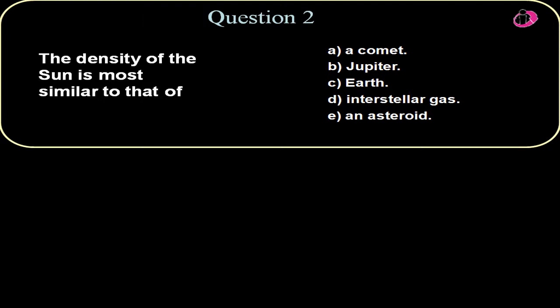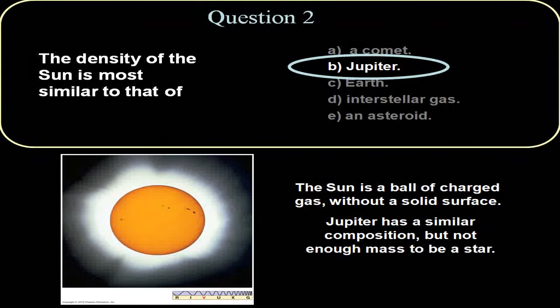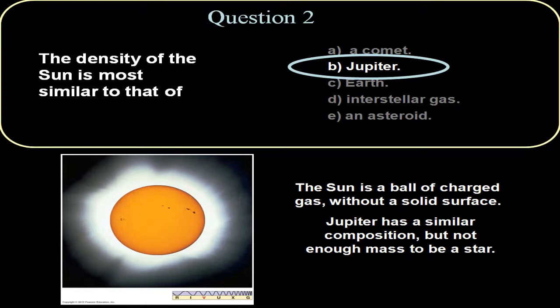Question 2. The density of the Sun is most similar to that of? Well, we know that the Sun is maybe about a quarter of the density of the Earth. It's actually less dense than the Earth, except towards the center it's very dense. Towards the outer portion it's 1/10,000th the density of air. But on average, it's about 1.4 times the density of water, which is just about the same as the density of the planet Jupiter, suggesting that they have similar composition. And Jupiter does have a composition that is mostly hydrogen. Jupiter would have been a star if it had 20 times more mass, or rather, it could have been a star.